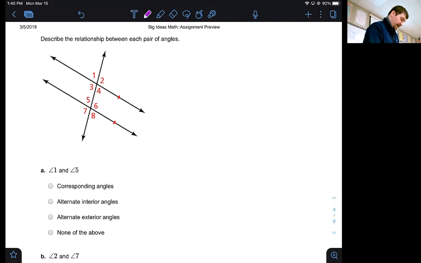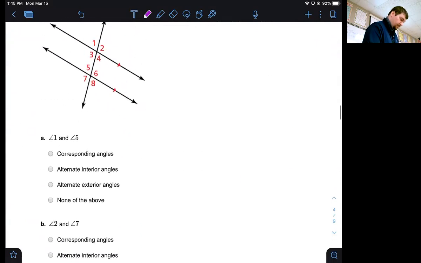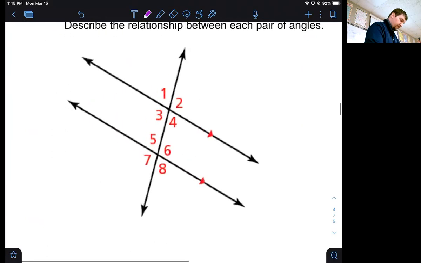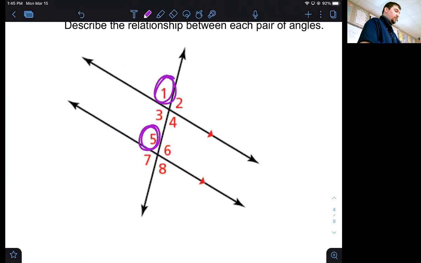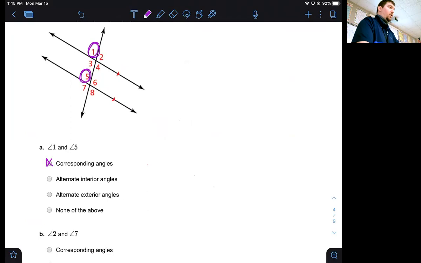Again, write down A, B, and C and D. So for part A, number 4, it says angle 1 and angle 5. There's angle 1, there's angle 5. What are they? They are corresponding. So the abbreviation for that is CORR. Angle 1 and angle 5 is the same angle, but on the other line. And that's what corresponding angles are, and they are congruent. So they would be the same size.